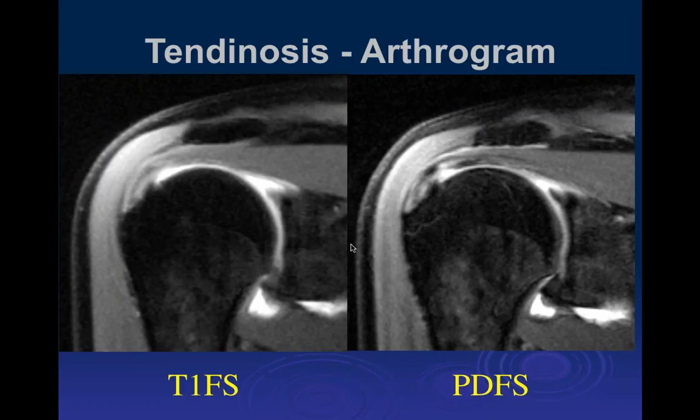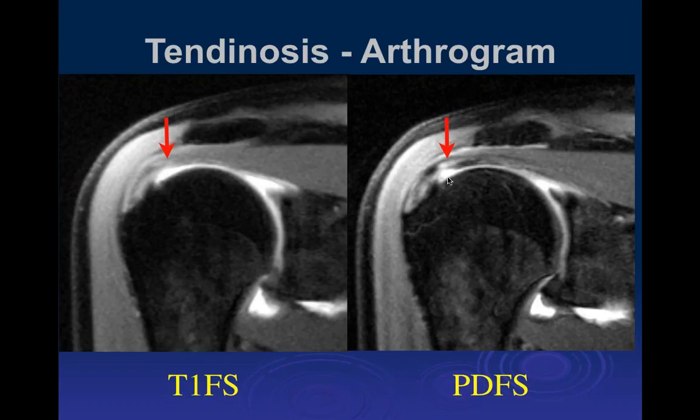Now here's a T1 fat set and a PD fat set on an arthrographic stage. Here we can see that there's a little bit of irregularity of the inferior surface, and on the PD fat set image, we can see increased signal intensity within the interstitium of the tendon. This is where there's tendinosis, which is what John was talking about, the tendinosis being primarily interstitial, and you can see that here on the MR examination.